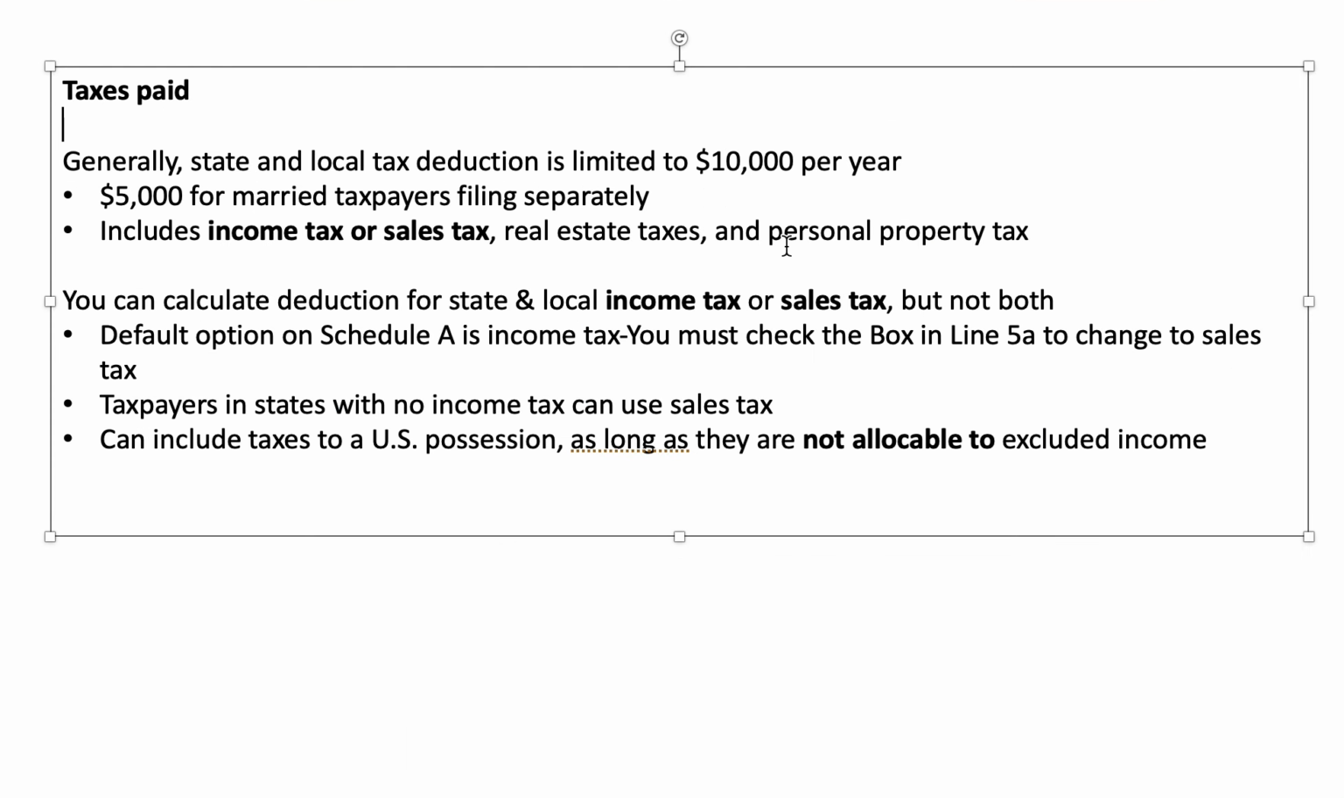Taxpayers in states with no income tax can use sales tax. That's probably a no-brainer for many taxpayers. And you can include taxes that you paid to a U.S. possession as long as those taxes were not allocated or allocable to excluded income.